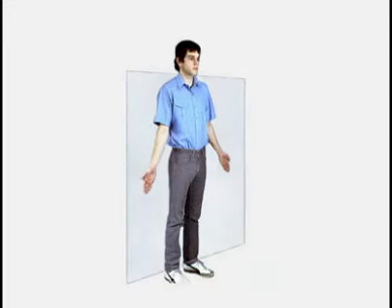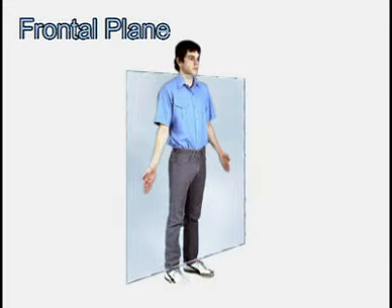The second division of the body is the frontal or coronal plane, which bisects the body into front and back portions. With a few exceptions, motions of abduction and adduction occur in the frontal plane.